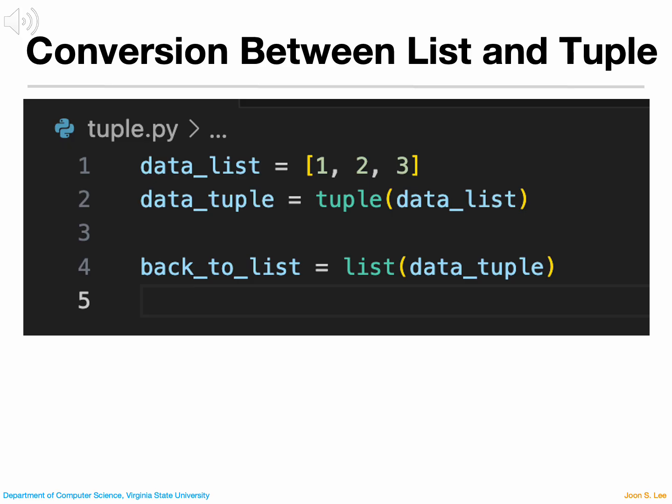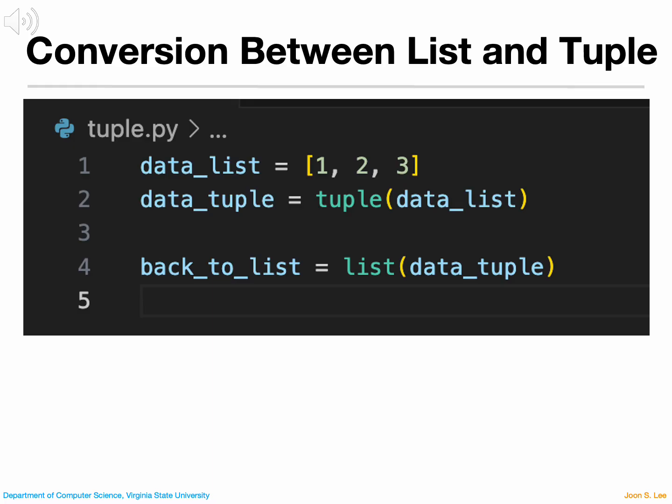Sometimes you may need to switch between lists and tuples in your program. Fortunately, Python makes that very easy. In this example, we start with a list called data_list that contains 1, 2, 3. If we want to convert it into a tuple, we simply use the built-in tuple function. data_tuple equals tuple, open parenthesis, data_list, close parenthesis, converts the list into a tuple.